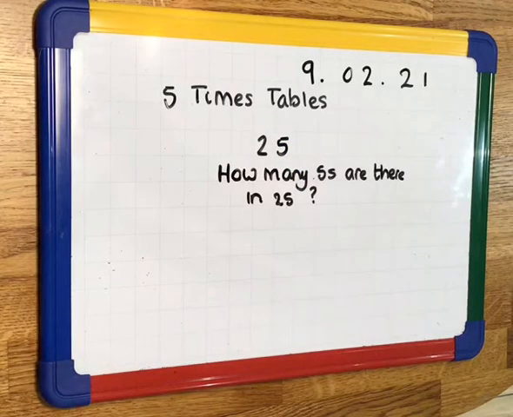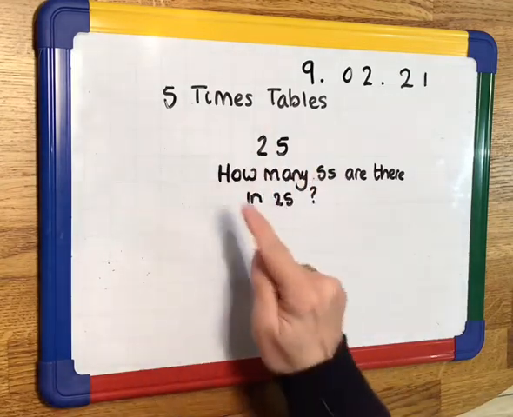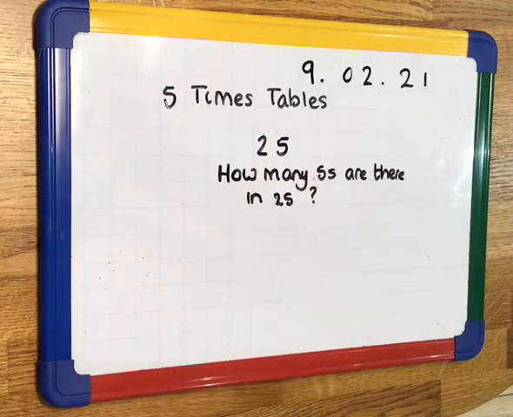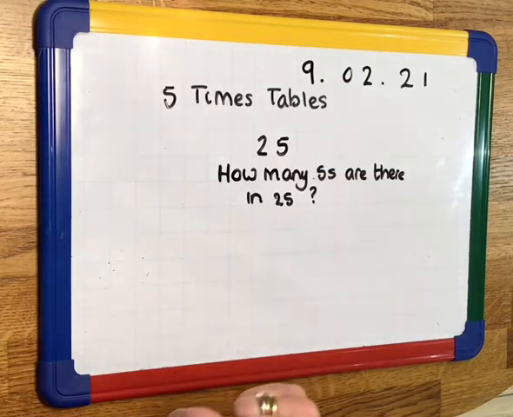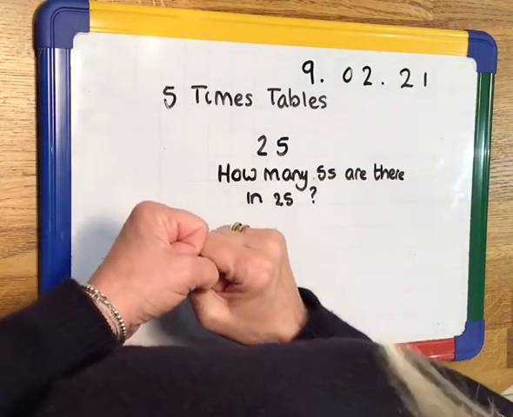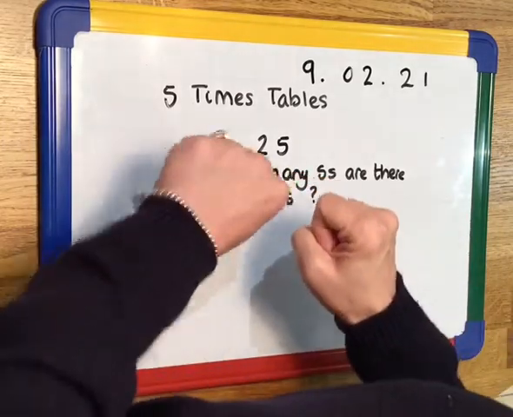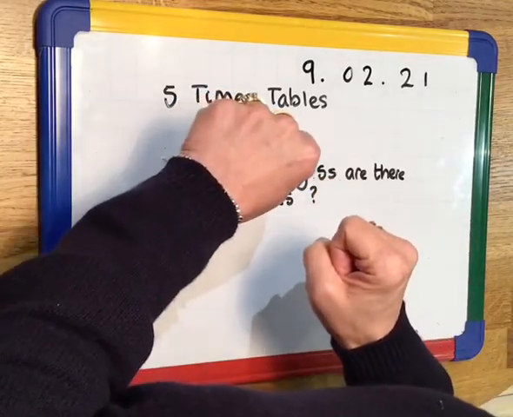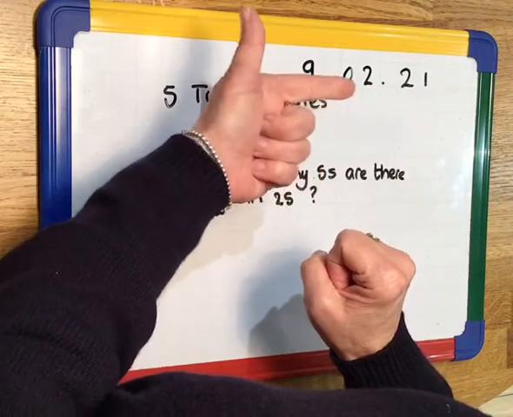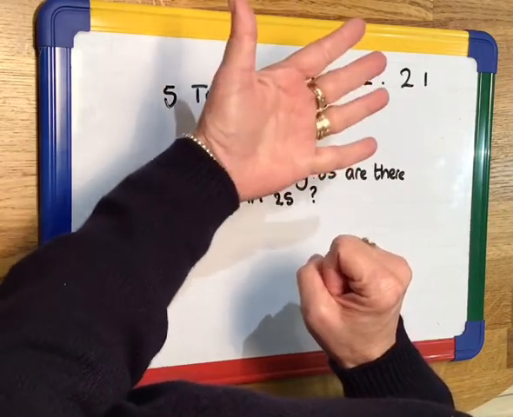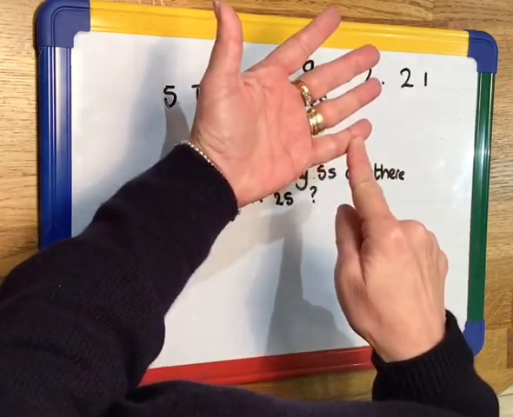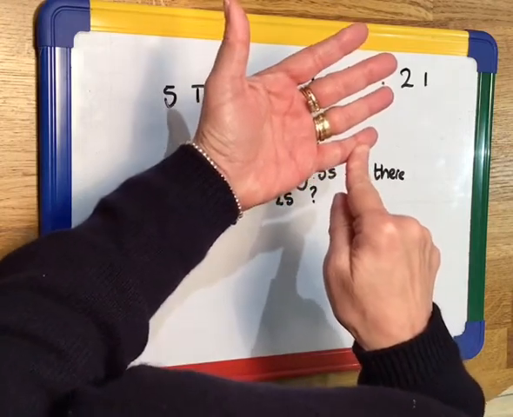So now, children, I want you to look at this. I've got the number 25 here, and I want to know how many 5s there are in 25. I wonder how I could work that one out. Well, I could count up to 25 on my fingers and see how many fingers that is. Are we ready? 5, 10, 15, 20, 25. 5 fingers. So that's 5 lots of 5 is 25.